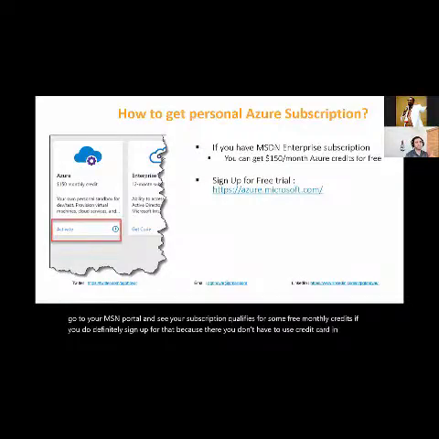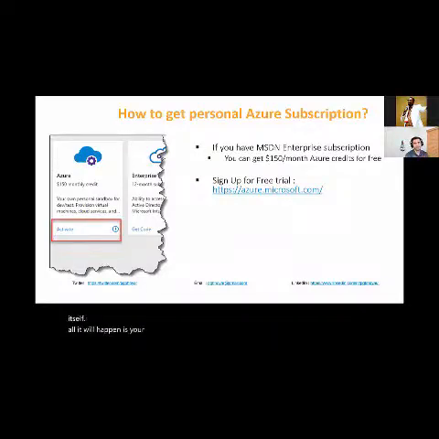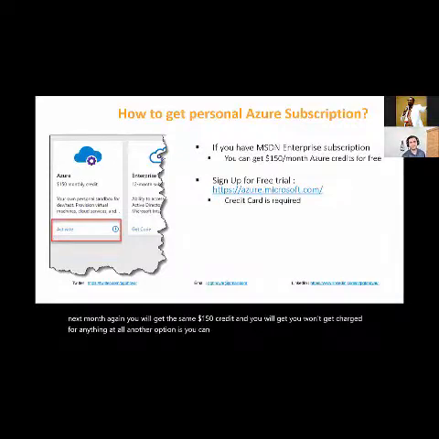In case you spin up something in Azure and you consume your $150 credit in the first day of the month itself, all that will happen is your subscription will be disabled for the rest of the month. But come the next month, again, you will get the same $150 credit and you won't get charged for anything at all. Another option is you can use your credit card and sign up for a free trial.